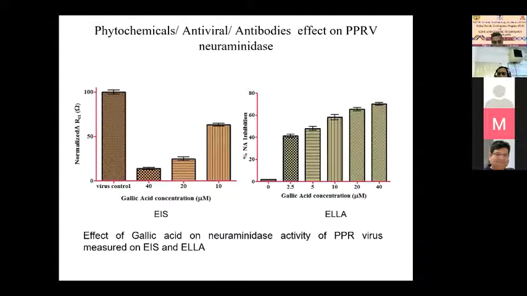And similarly, he has done another ELLA assay and seen that the gallic acid concentration, in the reverse direction, gives more than a 70% reduction with 40 micromolar gallic acid over the enzyme-linked lectin assay. So this is a very good platform where you can study the inhibition of the enzyme over the electrochemical sensor surface. Next.